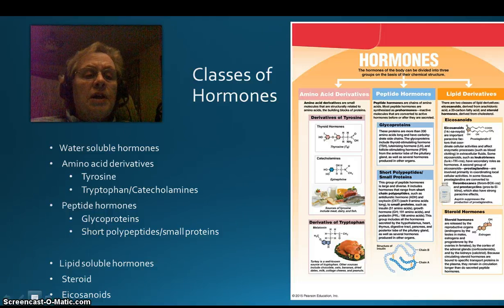Okay, first of all, in the water-soluble hormones, we have amino acid derivatives. These hormones use one of two amino acids. The amino acid tyrosine is used for making thyroid hormone. When you look closely at the thyroid hormone, if you looked at its molecular structure real deeply, you would see tyrosine with 4 or 3 iodine atoms attached to it. The second amino acid that is used for hormones is tryptophan.